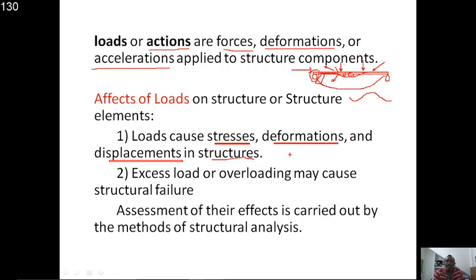In the same way, if you should not put your structure under stress, you need to understand the structural capability, the material properties of the structure materials and their physical properties, and it should be designed according to the engineering properties, in order to avoid the deformations and displacements. Similarly, excess load or overloading may cause structural failure.